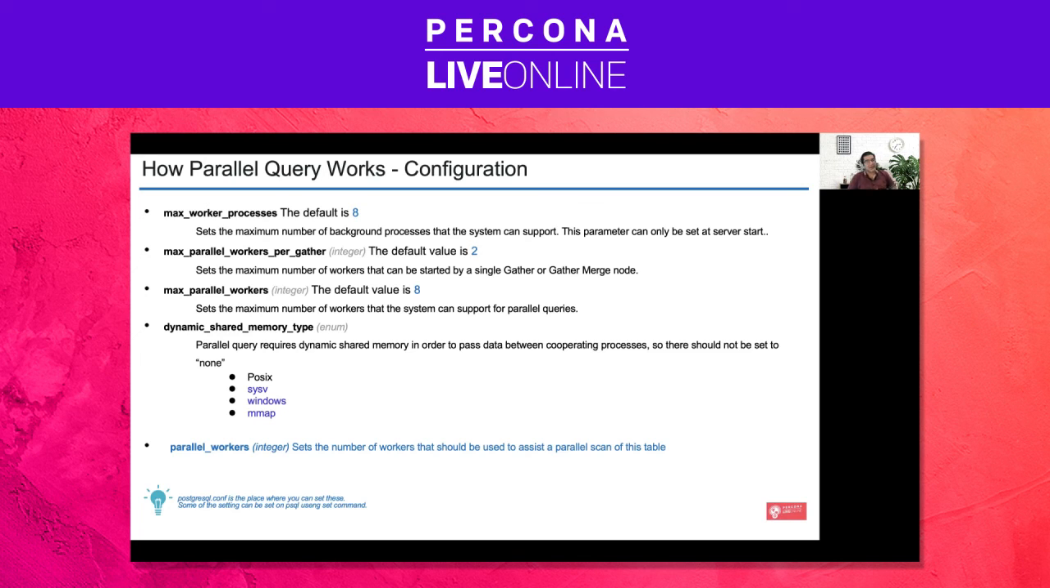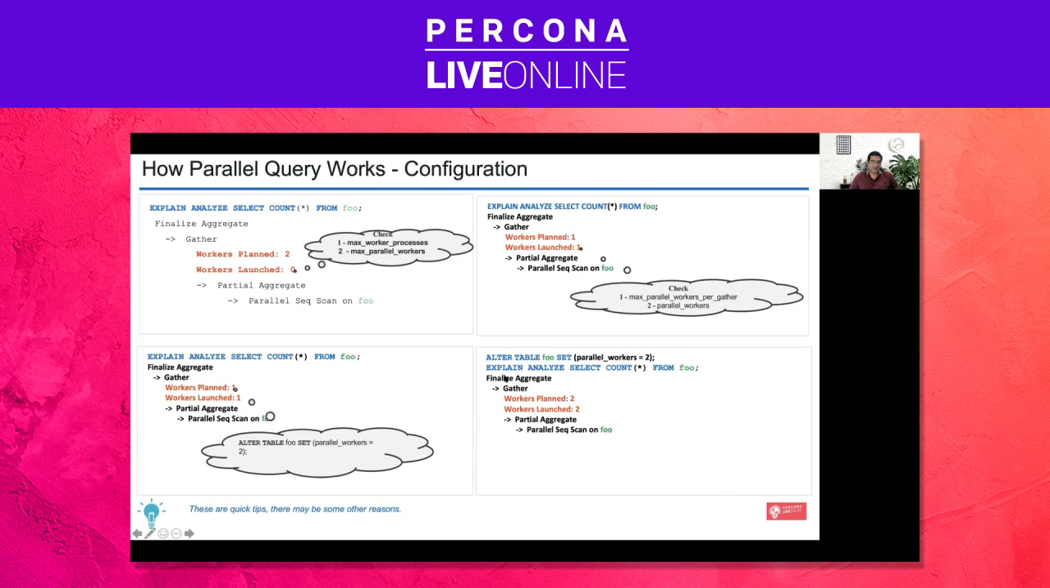Max parallel workers, the default is 8, sets the maximum number of workers that the system can support for parallel query. So you can change that. Default is 8. Dynamic shared memory type, you can change the type of dynamic shared memory. Here it is POSIX. Their value should not be none: POSIX, SysV, Windows, and mmap. You need to set that value accordingly. Parallel workers, an integer, sets the number of workers that should be used to assist the parallel scan of this table.